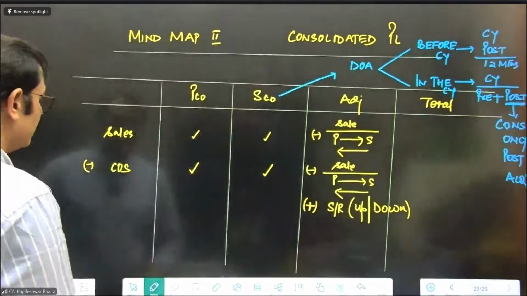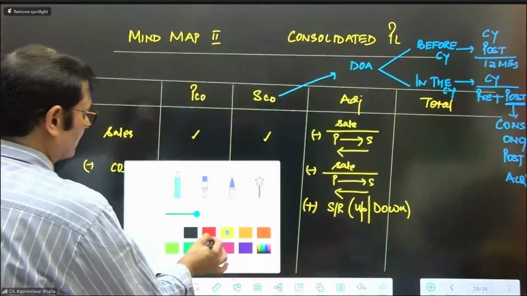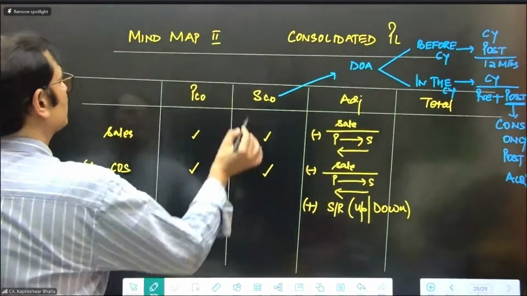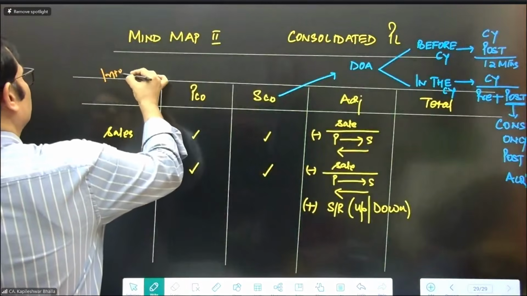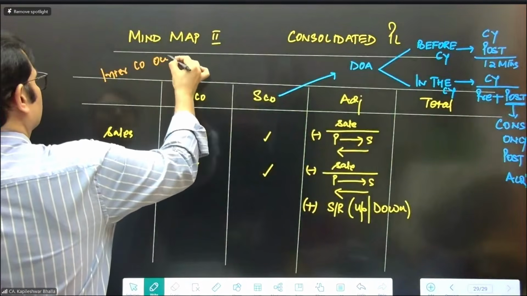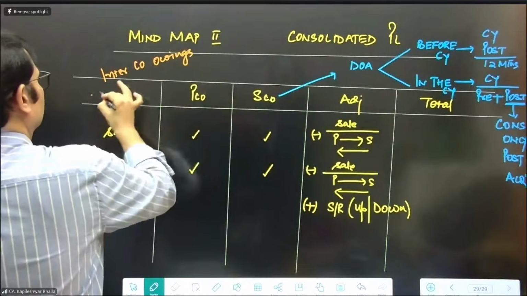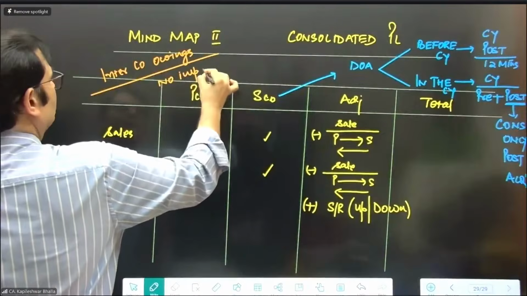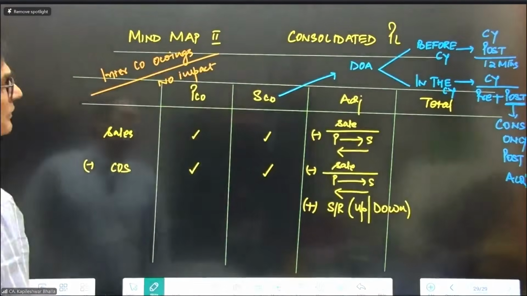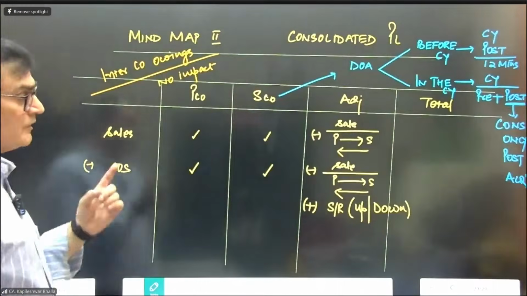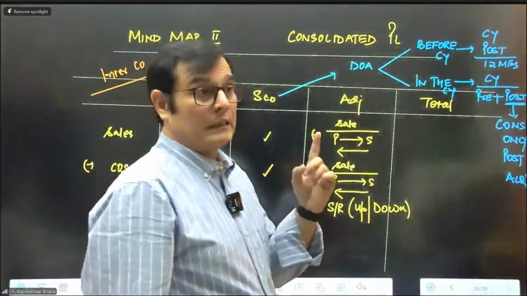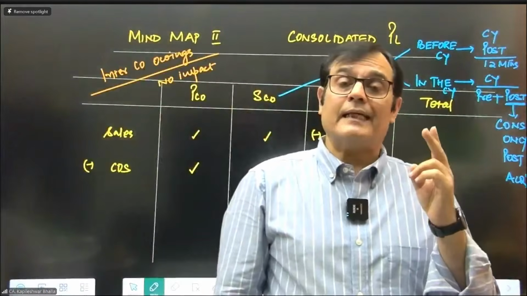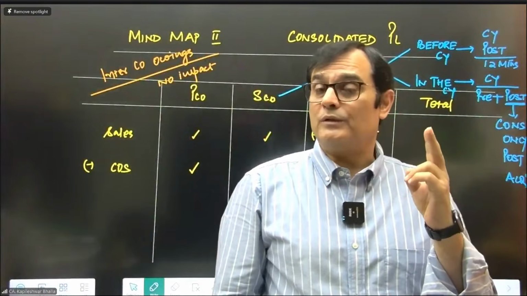That's one. The second input which I'd like to put across is that as far as intercompany owings is concerned, there is no impact. We don't need to take care of any intercompany owings in this case. So two things done: stock reserve impact is done, and intercompany owings is ignored.